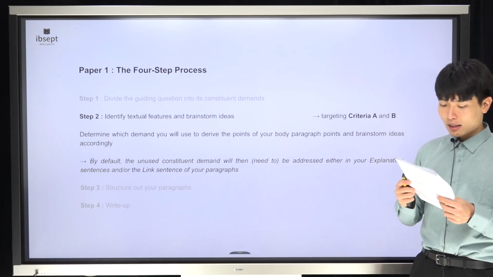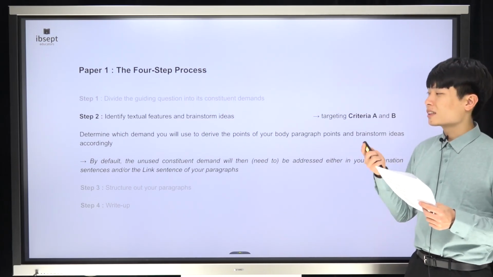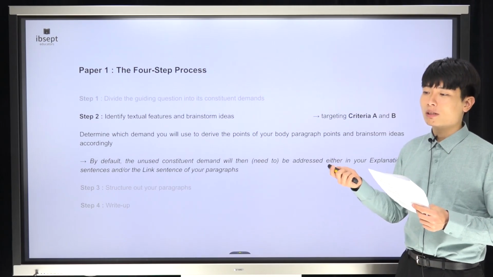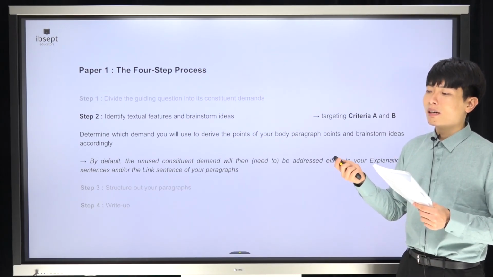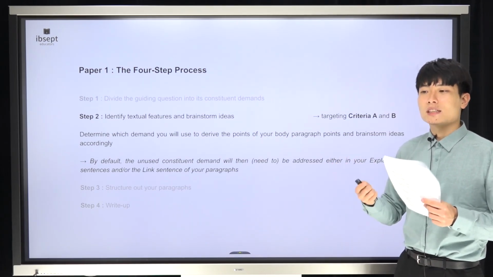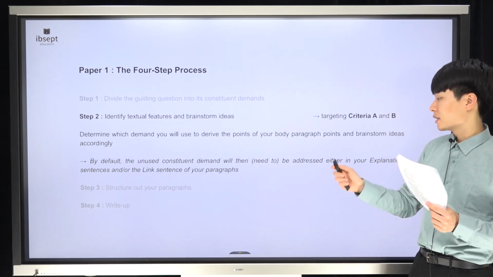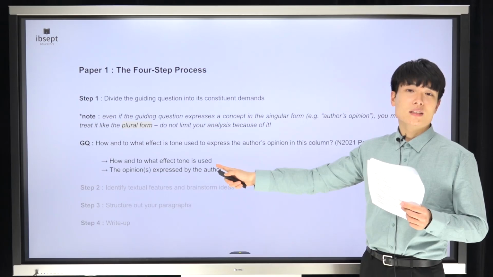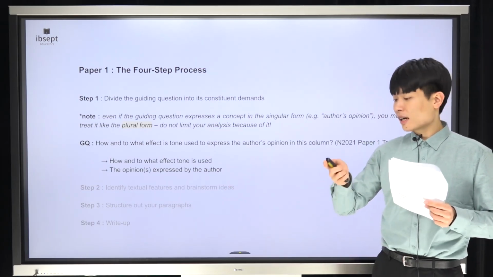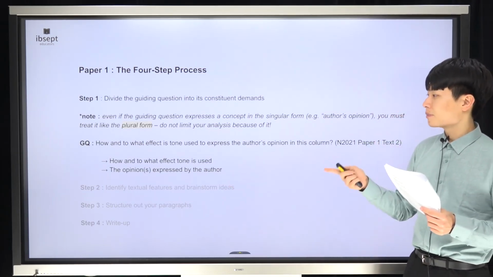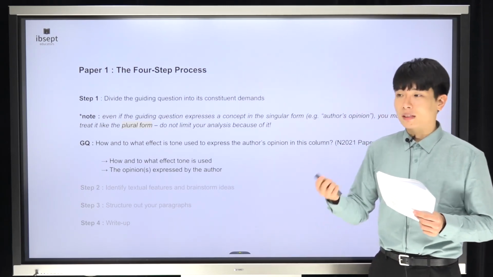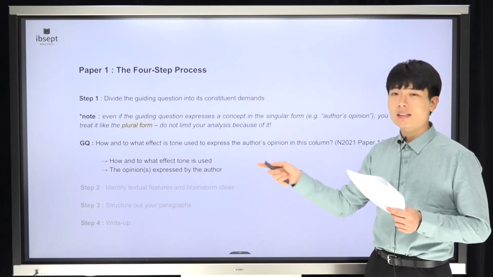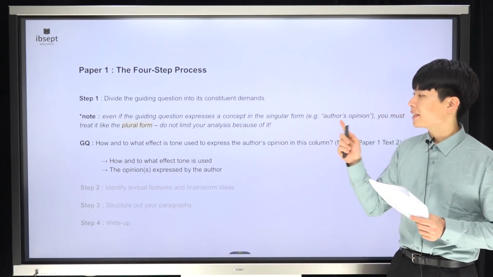The tip is, whichever the constituent demand you choose, you want to ensure that you can come up with as many distinct ideas as the number of body paragraphs you want to write. So, let's say you choose this constituent demand as your body paragraph points. In that case, you want to be able to discuss 3 distinct opinions expressed by the author in that text.